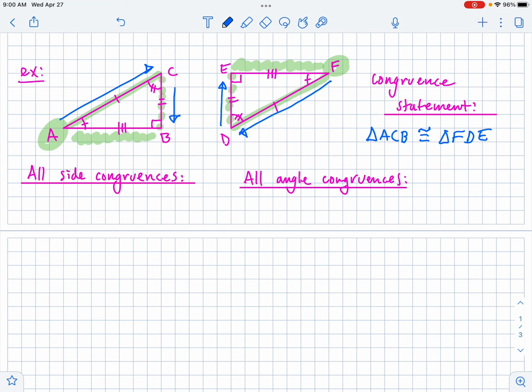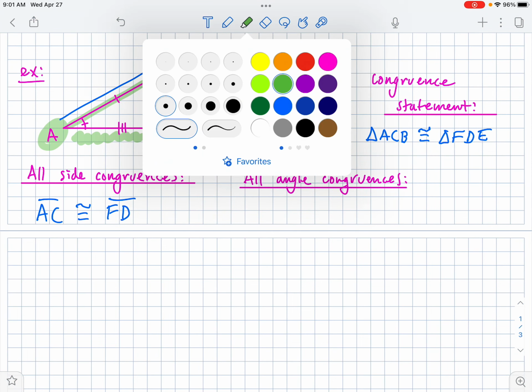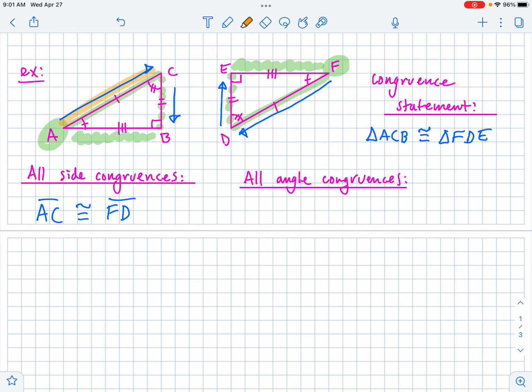Now, these two triangles are congruent to each other, which means that all their corresponding sides are congruent. So that means that side AC is congruent to side FD. If you can't see that, here I'll use an orange marker, this long side here is the same as this long side here. Then another set of sides. Let's go with this side. CB is going to be the same as DE. So this means side CB is congruent to side DE.